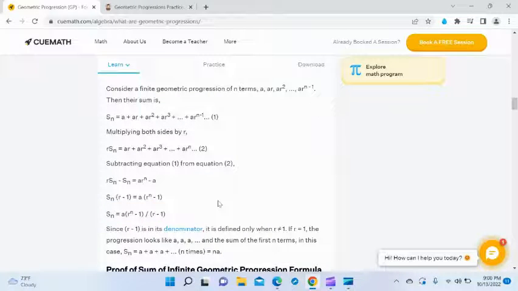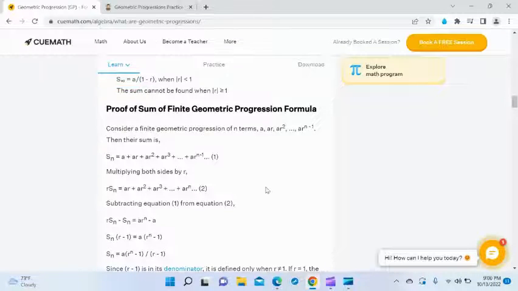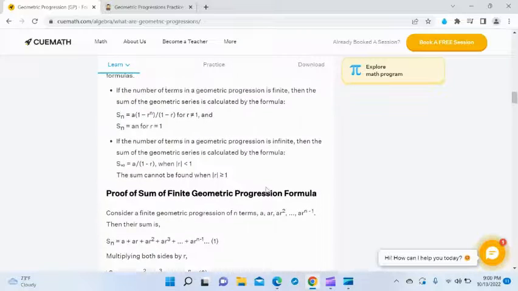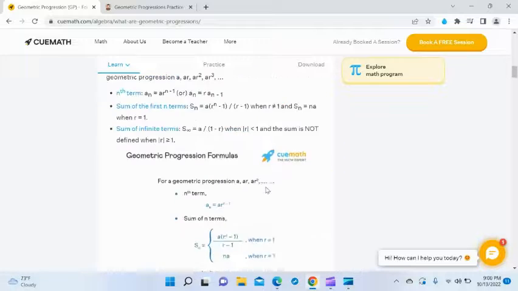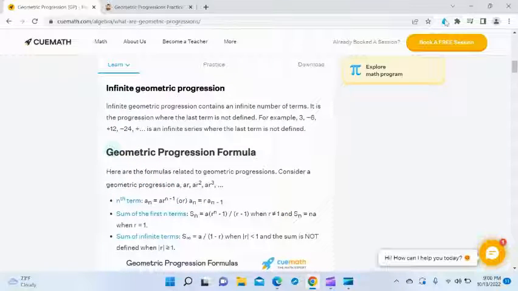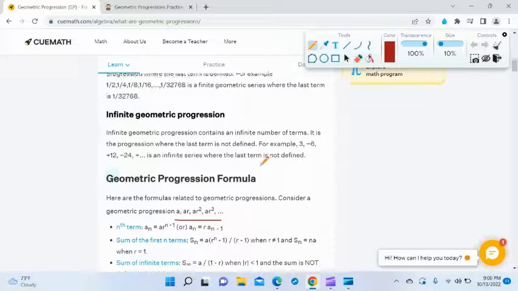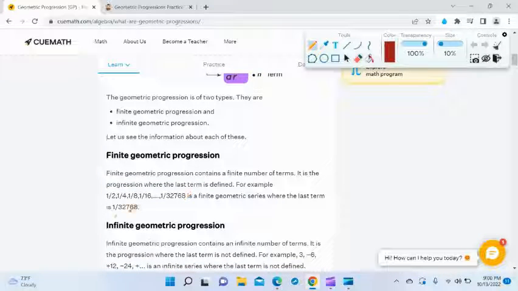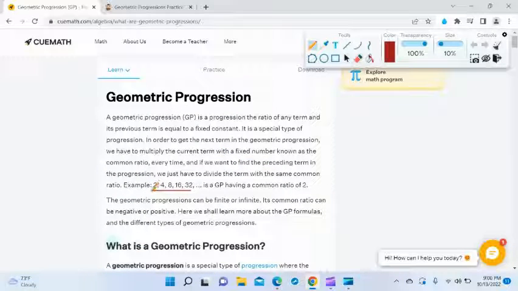Hi friends, today we are going to learn about the geometric progression. In the last session, we learned about arithmetic progression. So we understood that in arithmetic progressions, the difference of two consecutive numbers will be the same. For example, if there is a sequence of numbers, the difference between consecutive numbers will be the same.